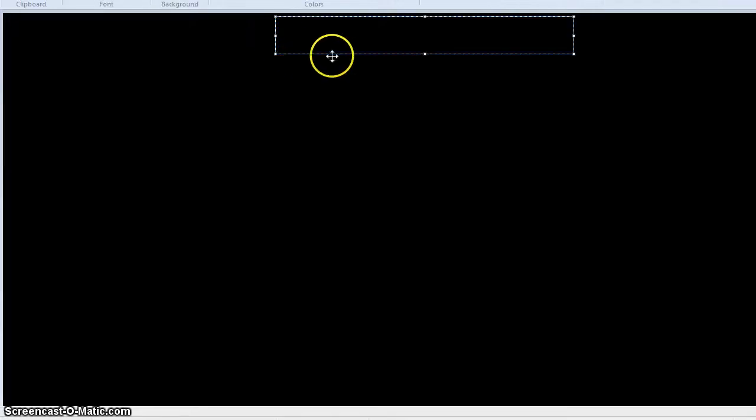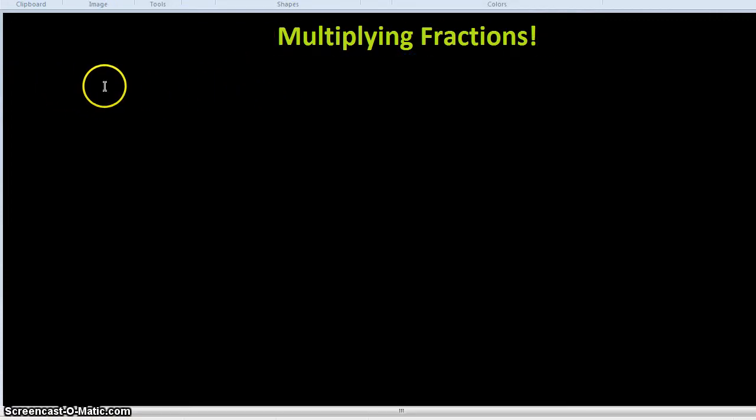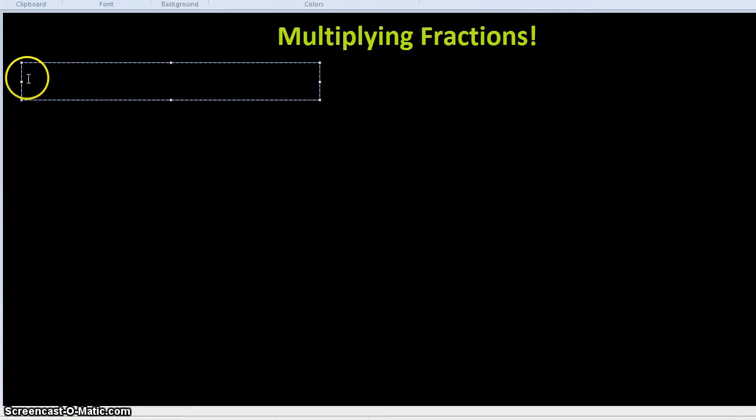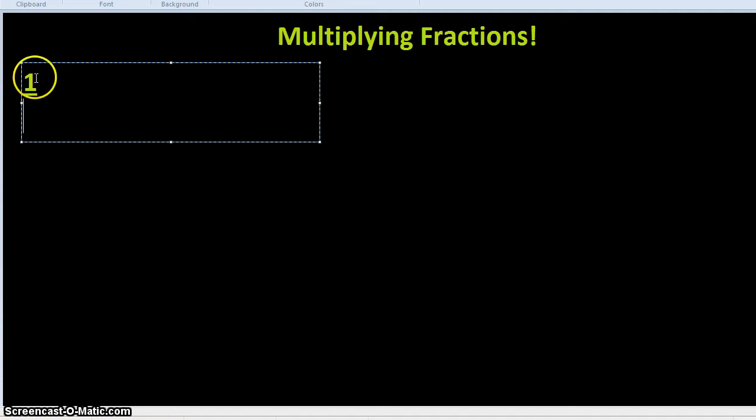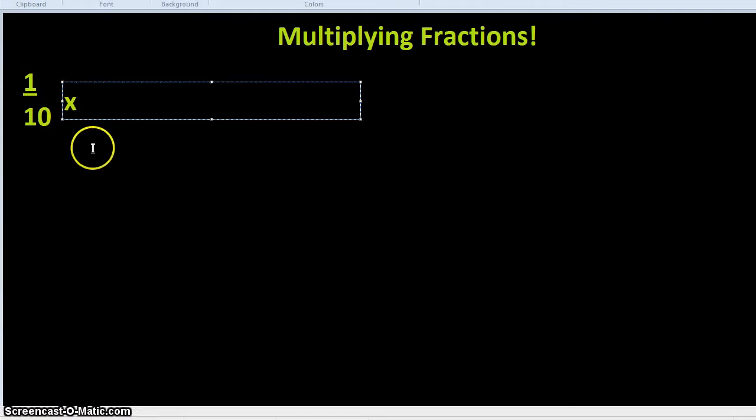In this video we're going to look at multiplying fractions. Now if I gave you the fraction 1 over 10 and then said I want half of it. Now another way of saying half of it would be to say multiplied by a half.